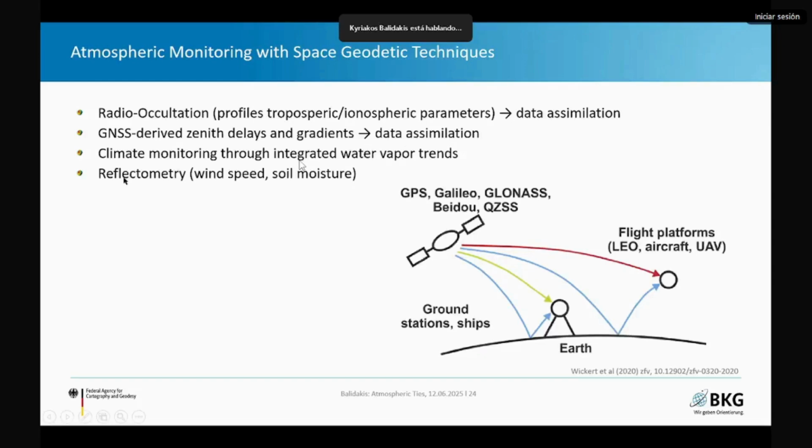So if we want to better probe global warming, this is a very good tool. And last but not least is reflectometry. With reflectometry, we can deduce the ocean surface roughness, and from this we can calculate the wind speed. For stations on soil or on land, we can also calculate soil moisture in the immediate vicinity of the station.